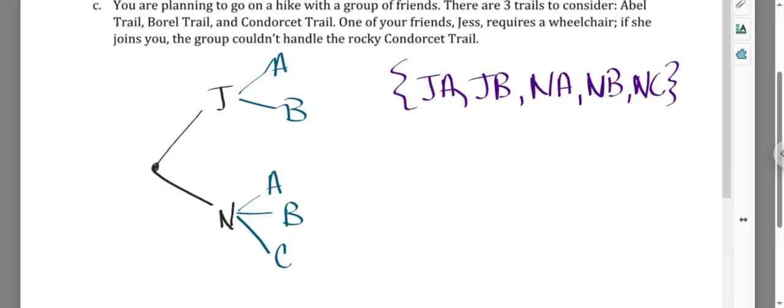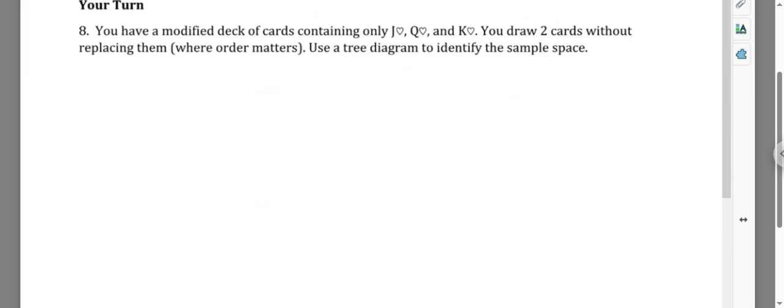All right. So the last one, you have a modified deck of cards containing only the Jack, Queen, King. You draw 2 cards without replacing them. It matters which card you pick first versus the other. So with that in mind, what are your options? You should have 6 items in your sample space.